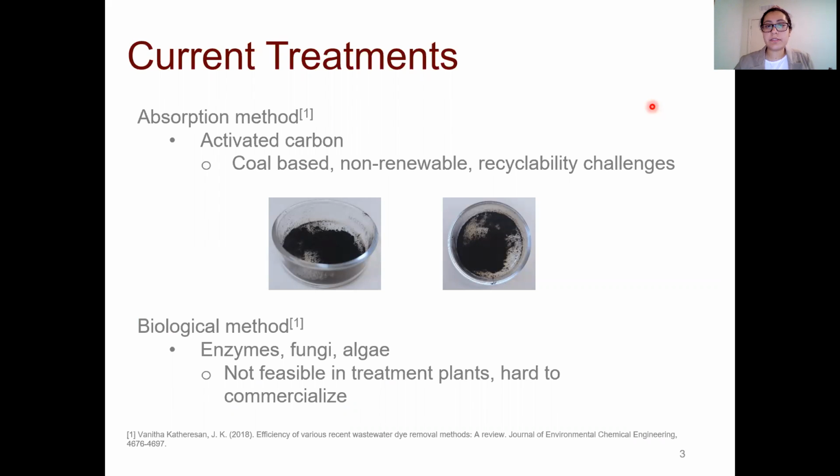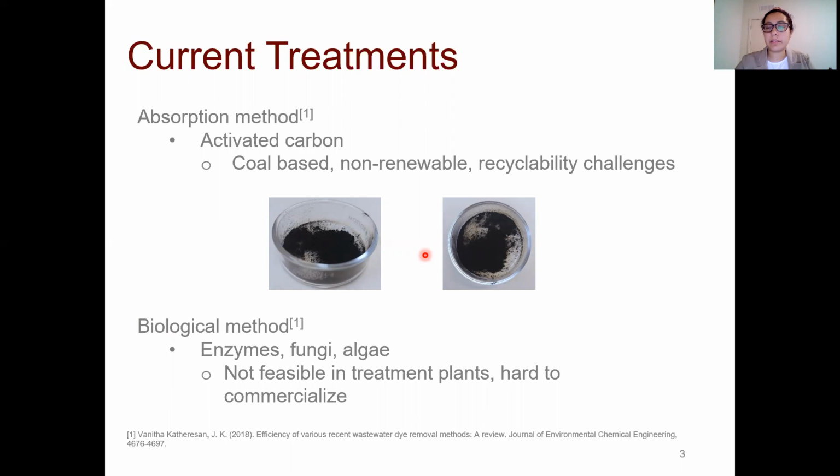Of the current treatments being used to treat the dye effluents, the most popular one is an absorption method using activated carbon. Activated carbon is this black powder that is very porous, so it traps all of the contaminants from water. It is coal-based, though, which is a non-renewable resource. But mostly, the big disadvantage is the recyclability challenges, because to recycle it, it needs to be heated up to really high temperatures.